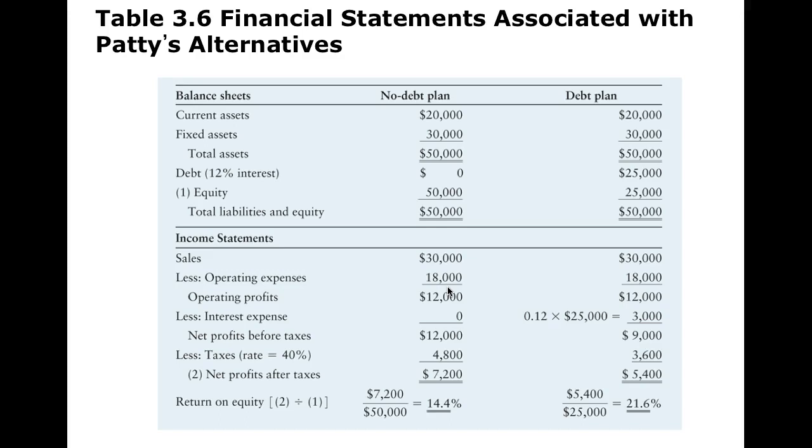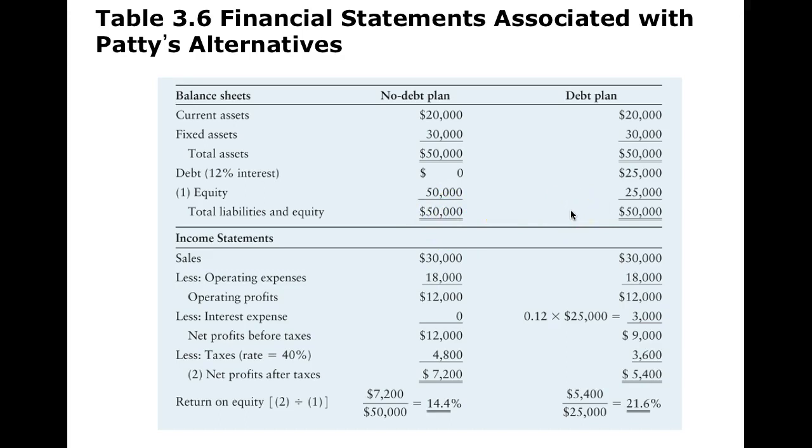So in the no debt plan, she would have her current assets, fixed assets, and total assets the same in both plans. But here, she'd have an interest charge. In the debt plan, she's borrowing $25,000 and putting $25,000 of her money in. So together, her liabilities and equity are $50,000. Here, she's borrowing nothing and putting the full $50,000 of her money into the business, and her liabilities and equity are the same, $50,000.